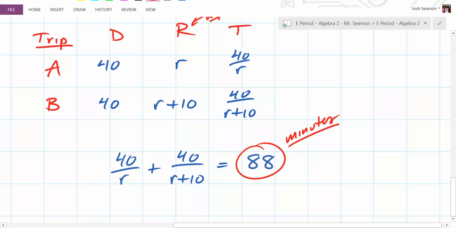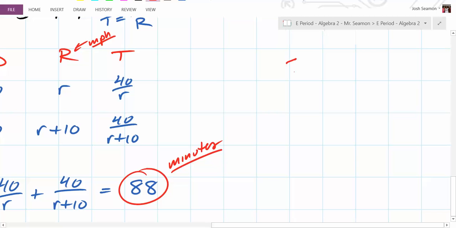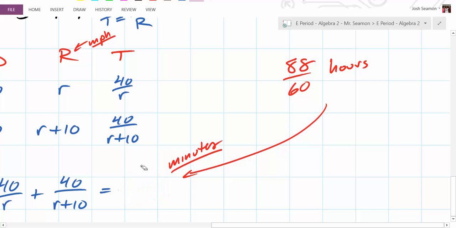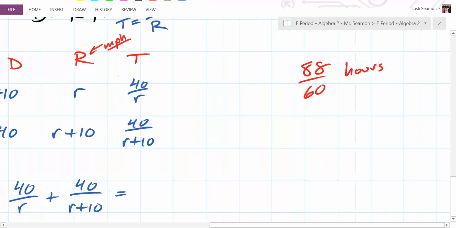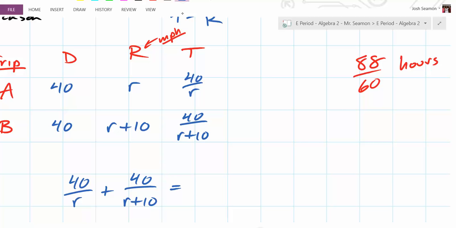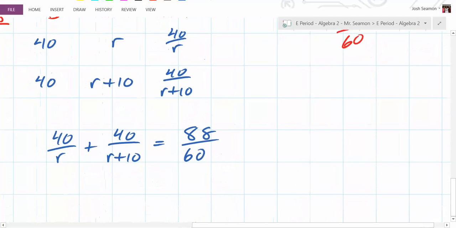Does that make sense, everybody? So what do you need to convert 88 into? You need to convert it into hours, right? Or you need to work on your rate. It's easier just to convert the 88 minutes. So you can do this a few ways. You know it's 88 over 60 hours, right? So instead, write it as 88 over 60.